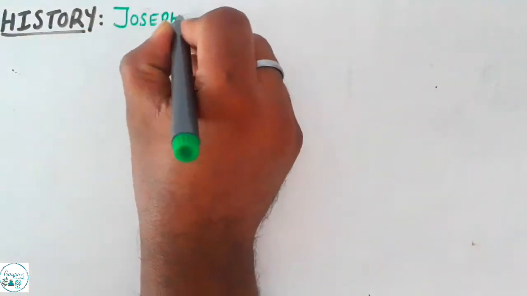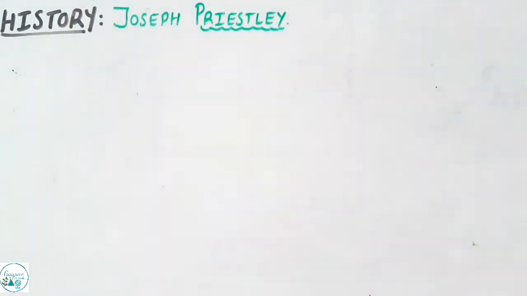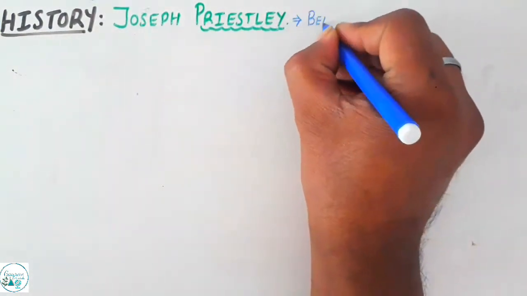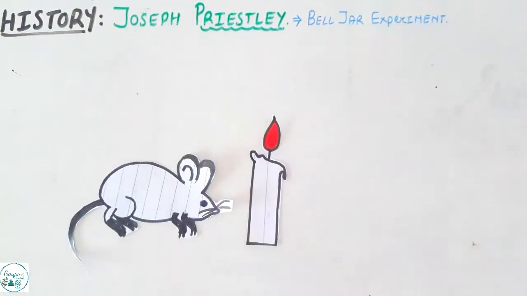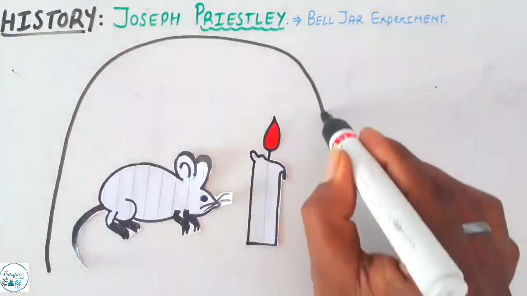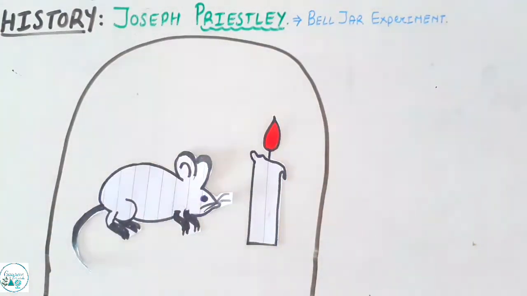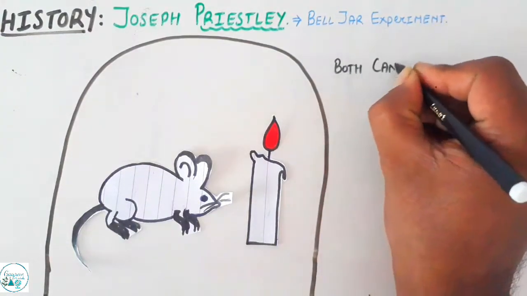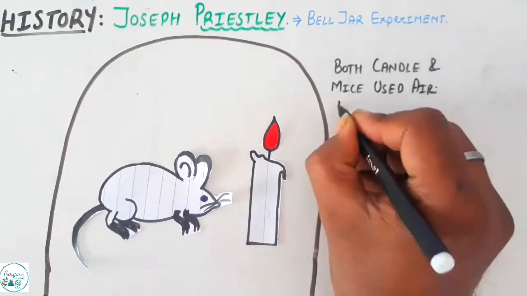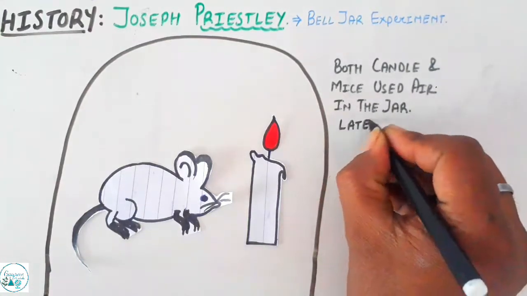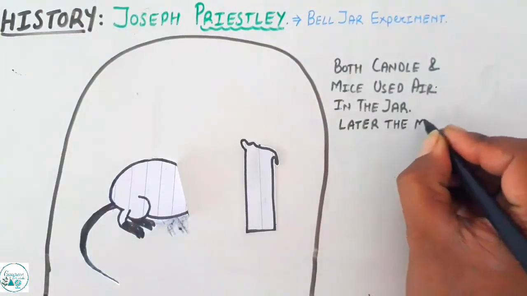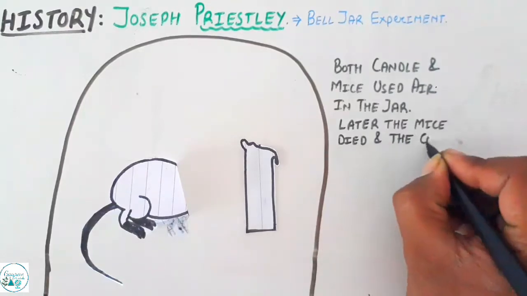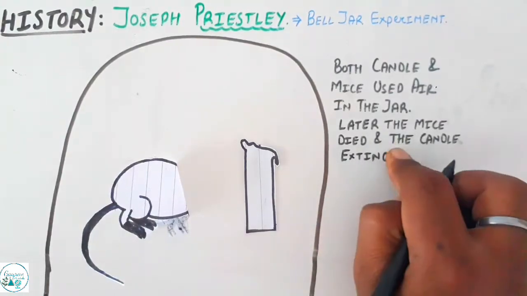Let us now try to understand the history of photosynthesis. The major emphasis would be paid on this in the video. The first person that we are going to talk about is Joseph Priestley, and he conducted a very simple experiment which was referred to as the bell jar experiment. The experiment included placing a mouse and a candle in an inverted bell jar, and it was found that both the candle and the mouse used up the air which was present inside the jar. Later on, it was found that the mouse died and the candle extinguished.